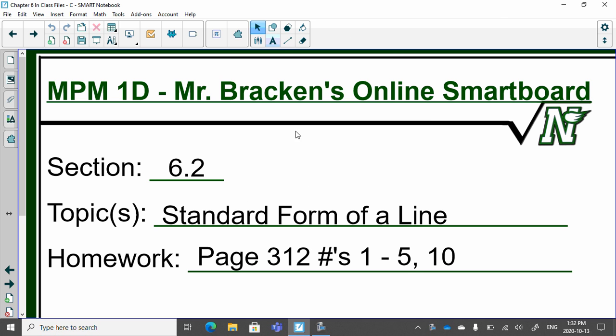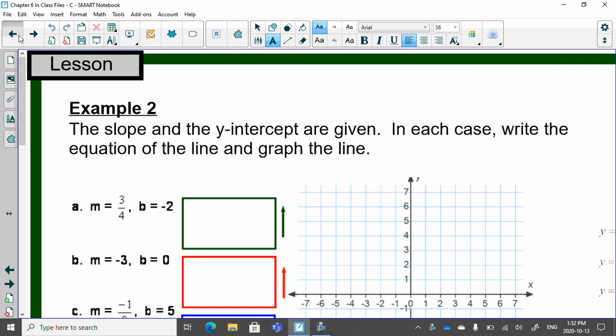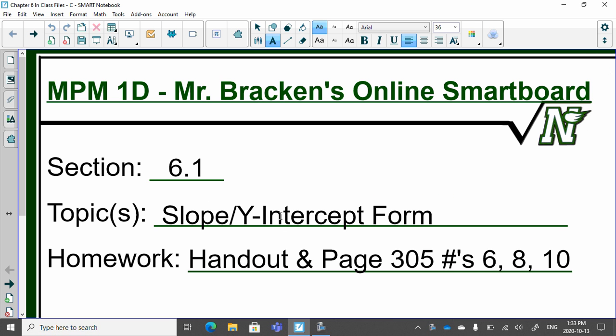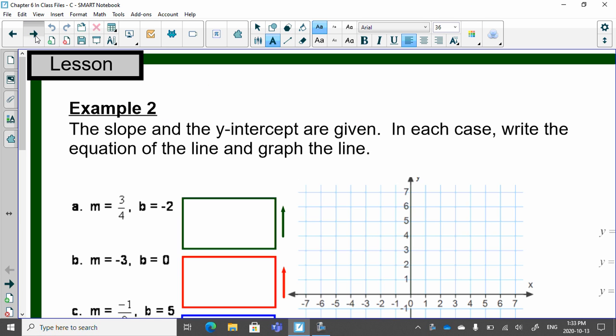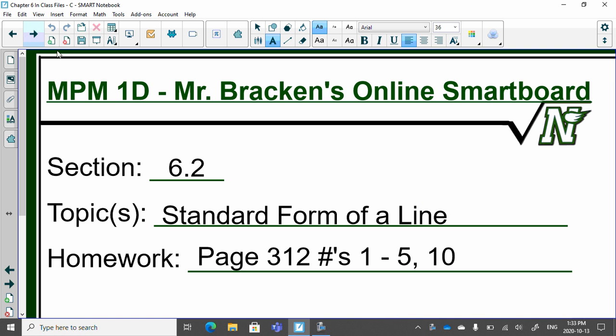Now, the last lesson, if you recall, was slope, y-intercept form of a line. So we went over one way to represent a line, and now what we're going to do is go over a second way, which is called standard form. So standard form of a line. It's just another way to name your line.